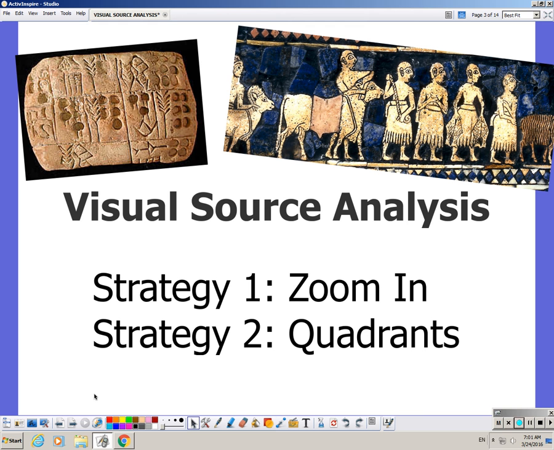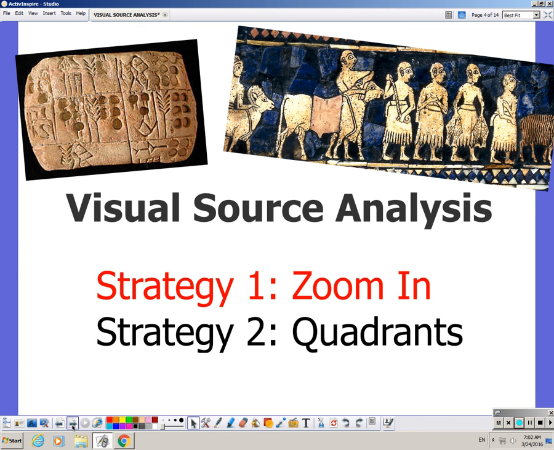We have two strategies to use today. The first is called zoom in, and this is actually the strategy that we've used in class when we come up to the board and point out what we're noticing by zooming in on a part of the image. The second strategy is called quadrants. First, we'll review the zoom in strategy.